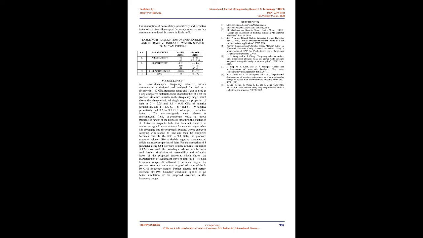The permeability of the proposed structure works as single negative properties of light. The electromagnetic wave decays at the above frequency ranges with respect to time. The oscillation of the electromagnetic wave becomes zero inside the structure, which behaves at different frequency ranges as an absorber with 1 to 10 GHz frequency range. The double negative metamaterial of the proposed structure is shown in Figure number 9, which shows double negative properties of light and has many applications of light.